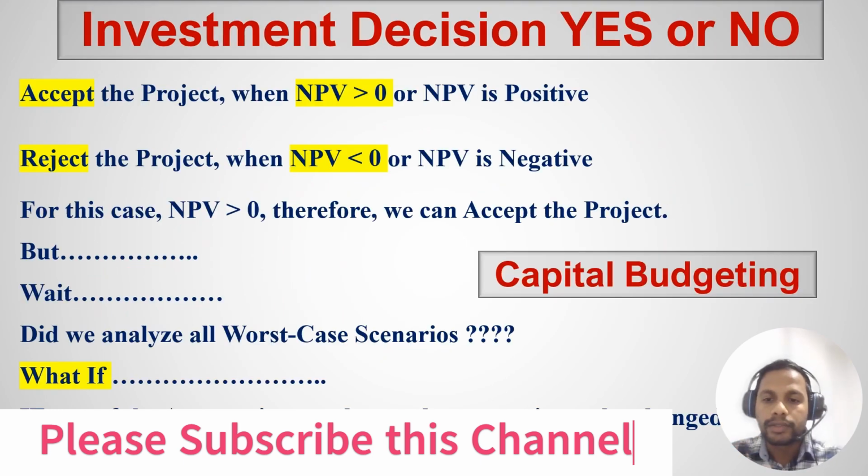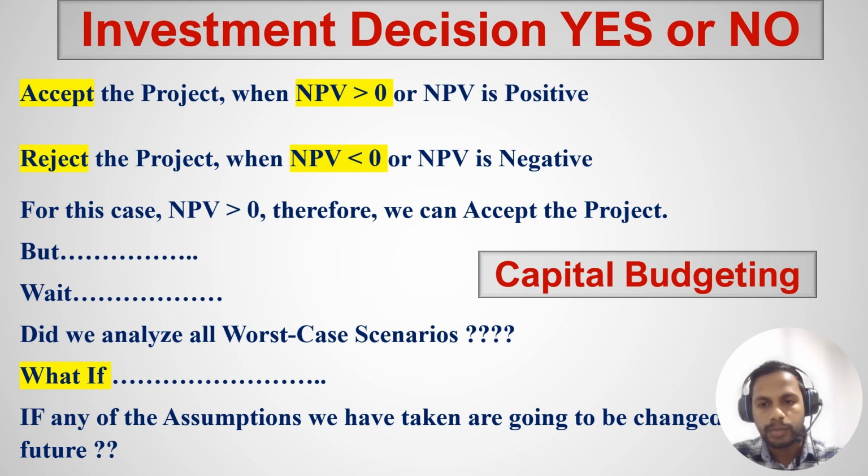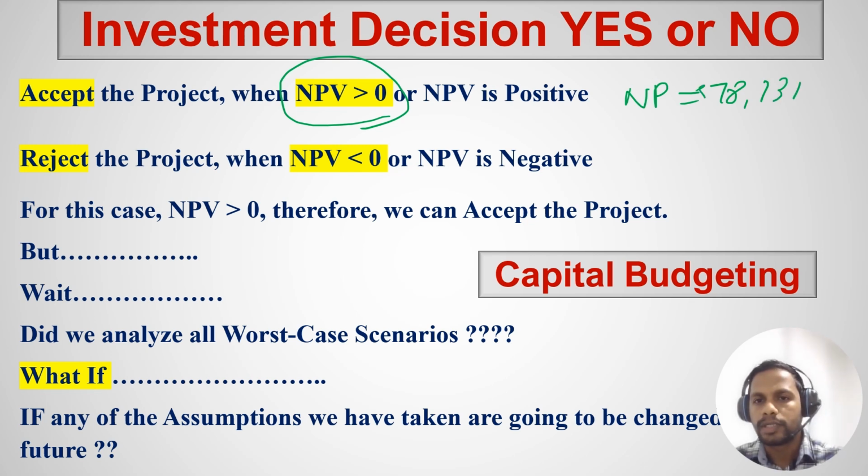Now we are going to take a decision. If you hire me as a consultant and give me this project, what is my decision? What is my advice? Am I going to tell you to take this project or not? Definitely, I'm going to tell you to take this project, because if the NPV is greater than 0, you can accept the project. Our NPV is 78,131 or something, a huge number. It is definitely greater than 0, so you can take the project. There's no confusion. And if NPV is less than 0, definitely reject the project.